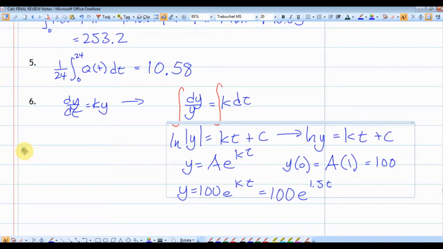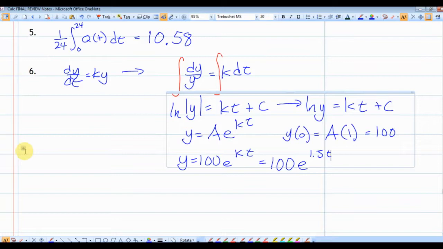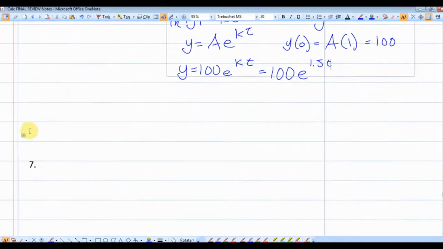Let's move on to 7. A radioactive element has a half-life of 50 days. What percentage is going to be left after 60 days? That's not number 7. Number 7: a mold culture doubles its mass every 3 days, exponential growth. Find the growth model for the plate seeded with 1.2 grams of mold. What does that even mean? It means we're starting off with 1.2 grams of mold.